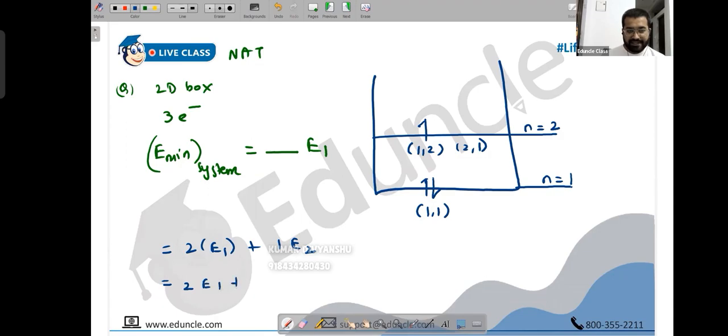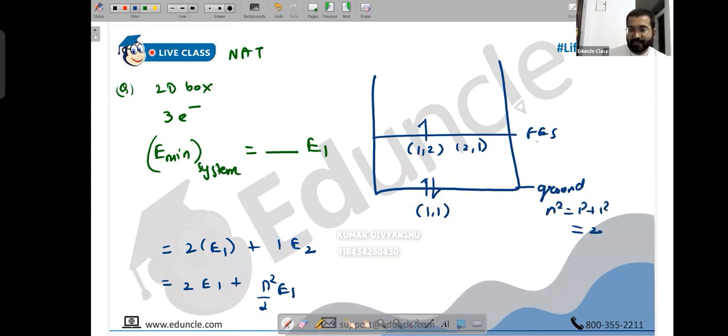And 2 E1 plus E2, where E2 can be written as n square by 2 E1. But the problem is you cannot substitute n as 2. What is n square? I have written equals 2. That's wrong actually. Sorry. I should just write ground and first excited. For ground, n square is 1 square plus 1 square, which is 2. But for first excited, n square is 2 square plus 1 square, which is 5 actually.